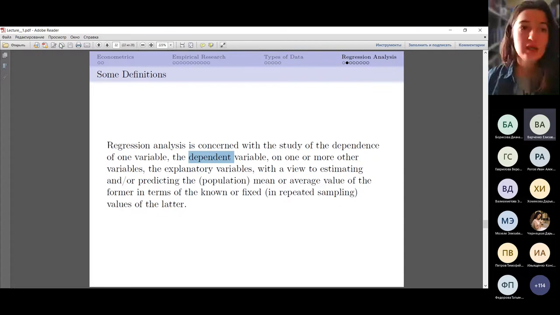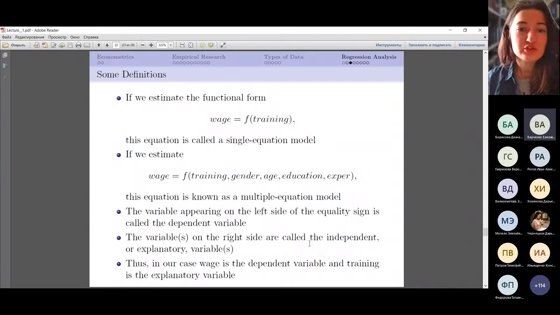So if we finalize our example about the wage and training, here again, wage is our dependent variable, training is our independent variable, as we discussed previously, and gender, age, education, experience will be our control variables.